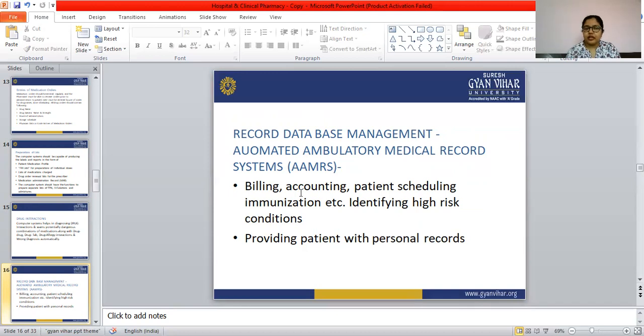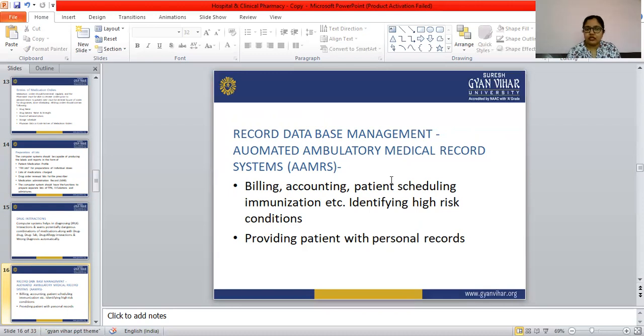It handles billing, accounting, patient scheduling, immunization, and identifying high risk conditions. We can find all of these from the AAMRS, which also provides patients with personal records. So for doing the billing, the accounting, and scheduling patient immunization, all of this is possible with the help of the computer only.